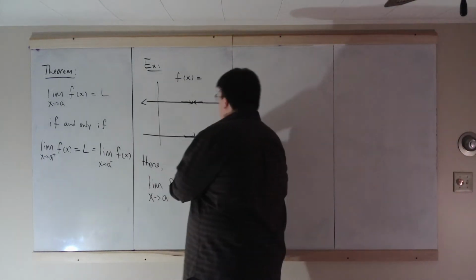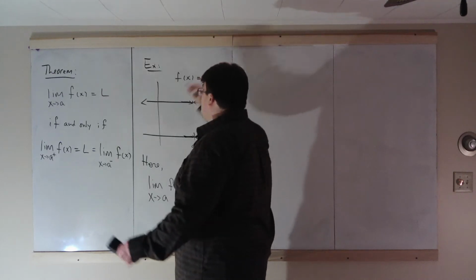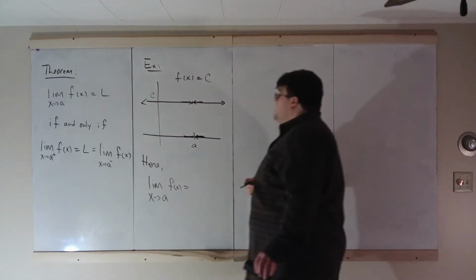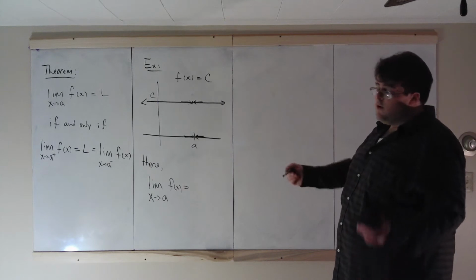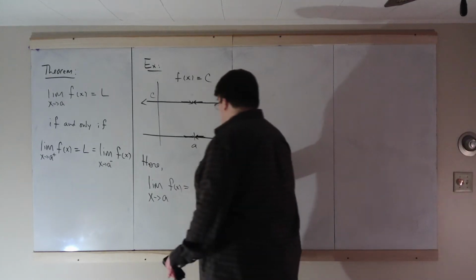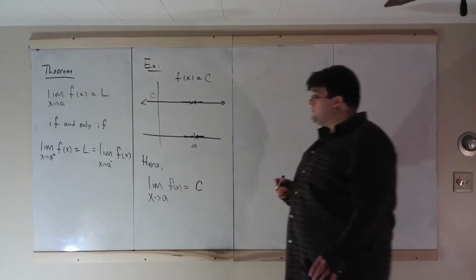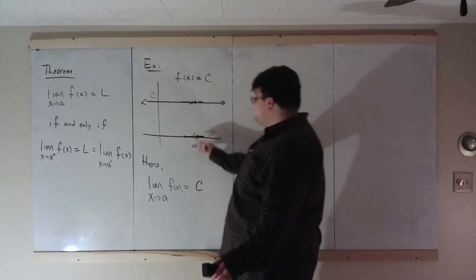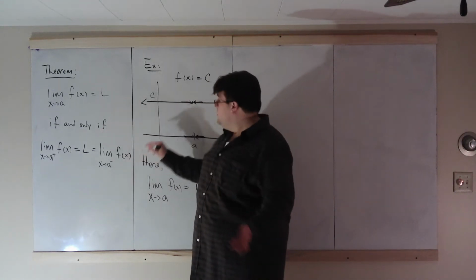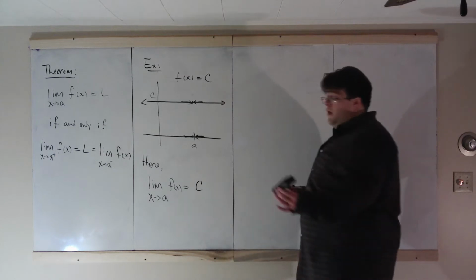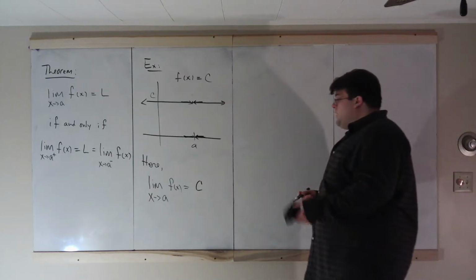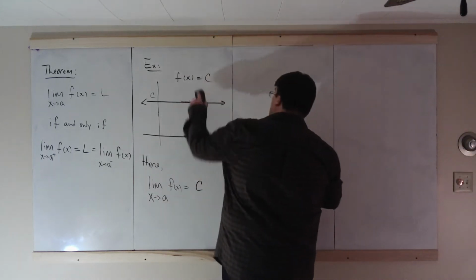So if this function were any constant function, lowercase c, any constant function is still a horizontal line. The limit as x approaches a, for any value of a, this a value could be here, it could be over here, it could be a equals 0. But for any a value, the limit as x approaches a of this function is that constant c.